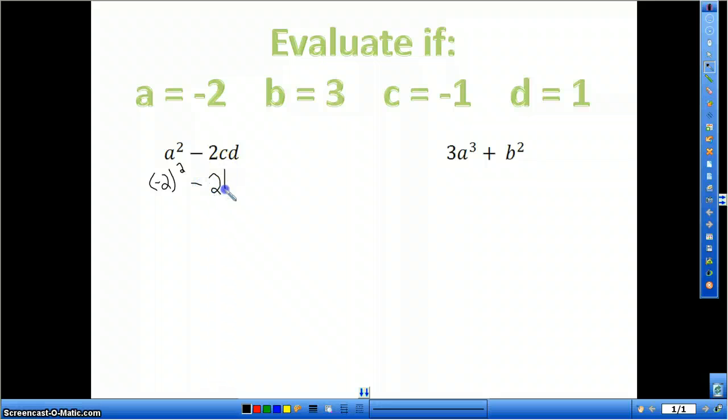And then it's 2 times, well, the c value is now going to become -1. And then the d value is going to become +1. Follow the order of operations here, so you've got to do the exponents first. -2 squared is going to give you +4. Okay, and then just drop everything else down here.